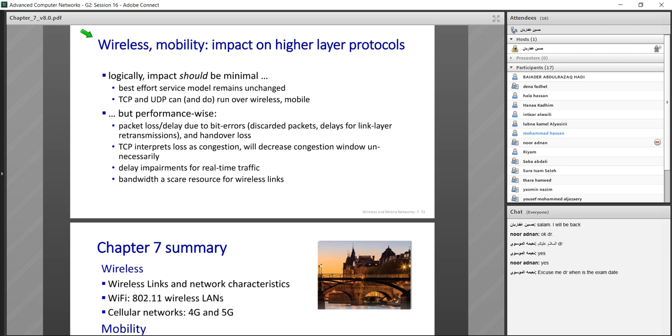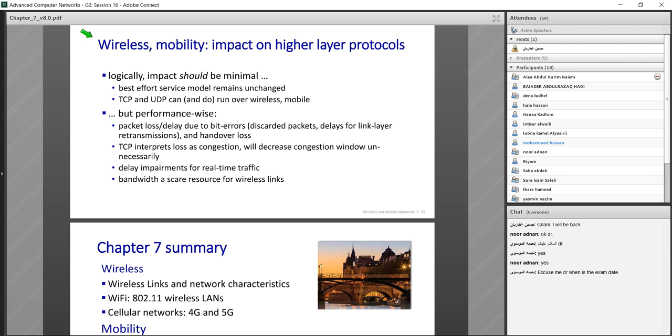The best effort service model in the internet should be the same as previous. When we talk about TCP and UDP, we should keep them over a wireless network, a wireless media, over a mobile network, even when I'm changing my network from one network to another one. Okay, they should be unchanged. The effects of this mobility should be minimal over this transition, moving from one network to another one.